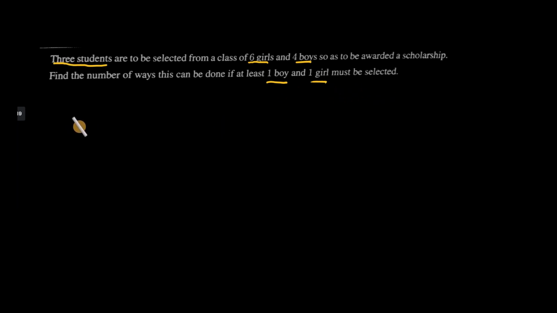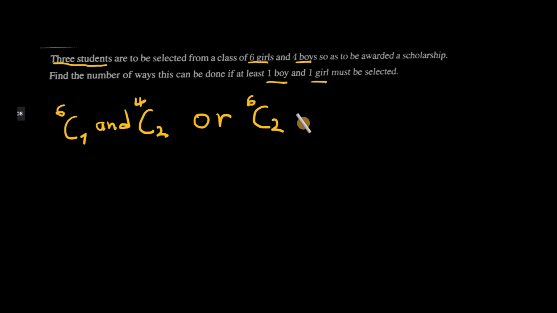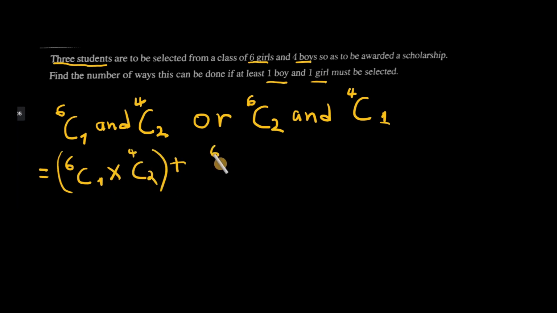We need to select 1 girl from 6 girls and 2 boys from 4 boys so that we can have a total selection of 3 students. That's 1 plus 2, which is 3. Or we need to select 2 girls from 6 girls and 1 boy from 4 boys. That is 6 combination 1 times 4 combination 2, plus 6 combination 2 times 4 combination 1. Here, and means times and or means plus.